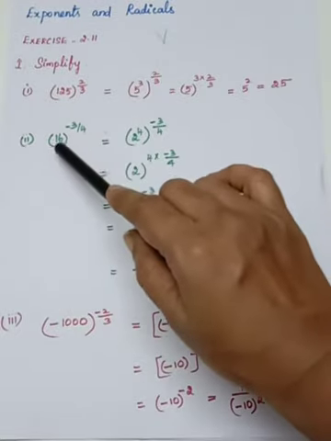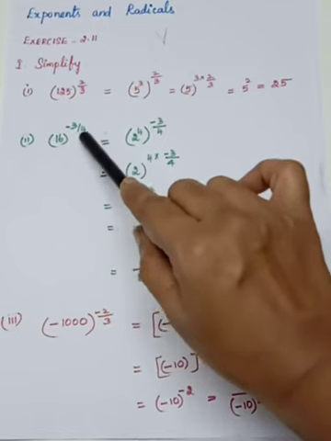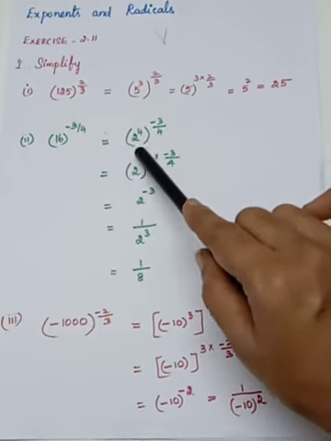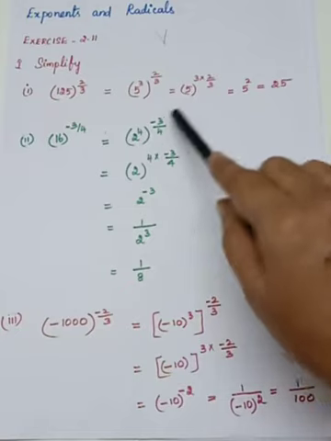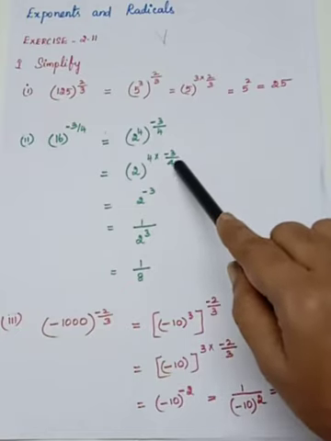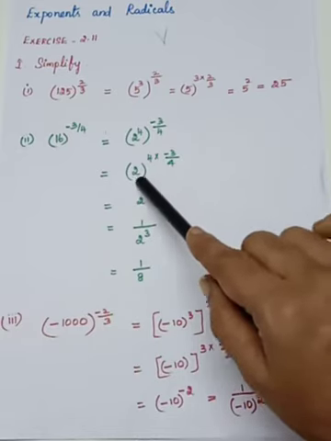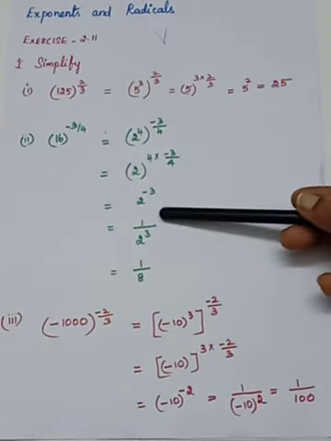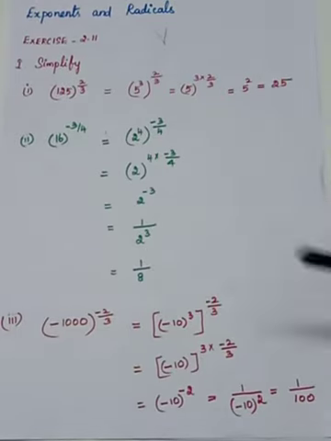Come to the second subdivision, 16 to the power minus 3 by 4. Here you are having 4, so the 16 can be written as 2 power 4, the whole power minus 3 by 4. When you multiply the power, it is 4 into minus 3 by 4. So 4 gets cancelled, it is 2 power minus 3. The power is negative, so we can bring it to the denominator and it will become positive. So we can write this as 1 by 2 cube. 2 cube is 8, so the answer is 1 by 8.